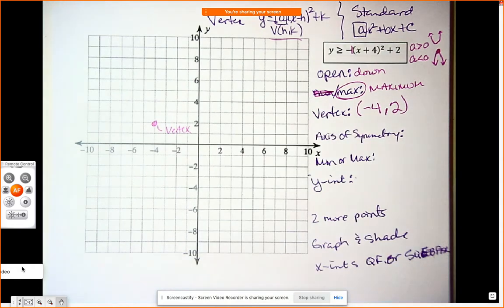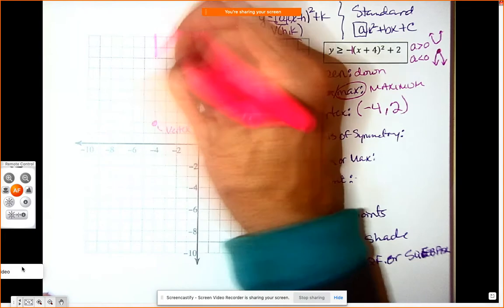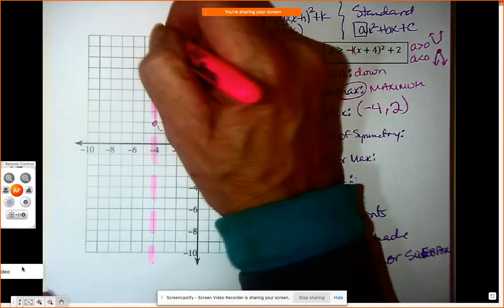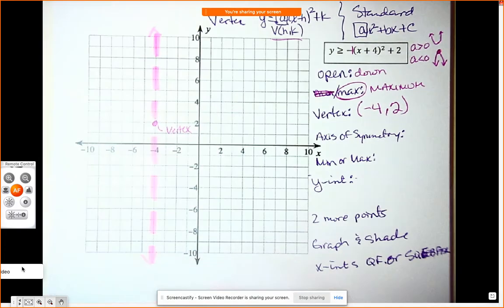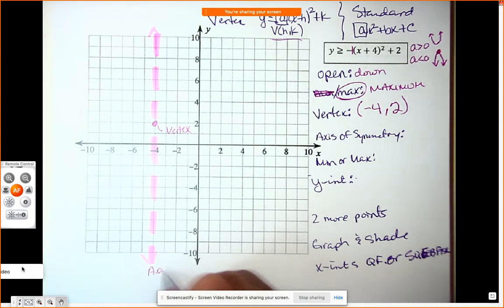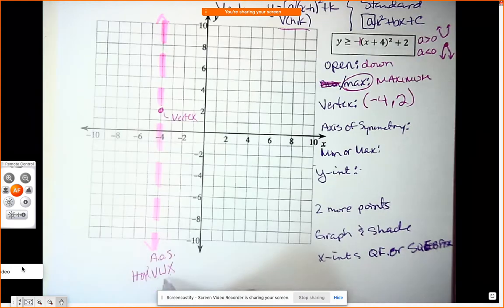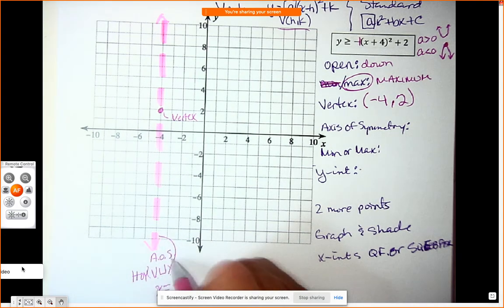Now immediately what you should be doing is saying, hey, I know that the vertical line that goes through the vertex is our axis of symmetry. How do you label this line? Well, remember the Hoy-Bucks. If it's a vertical line, the slope is undefined, but the equation is going to be x equals some number. So x equals, it looks like, -4. That's the equation of this line.